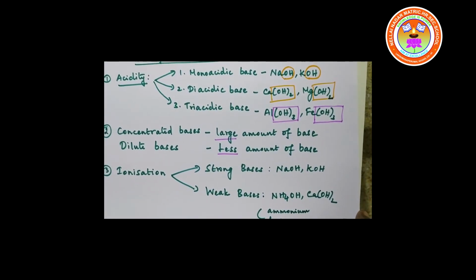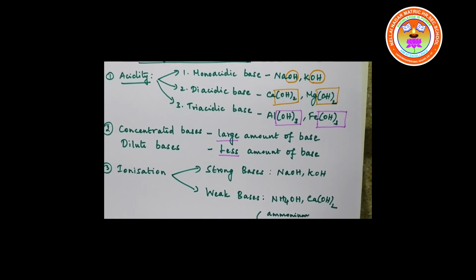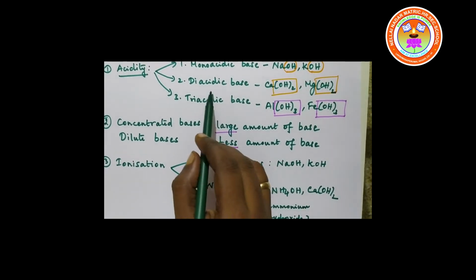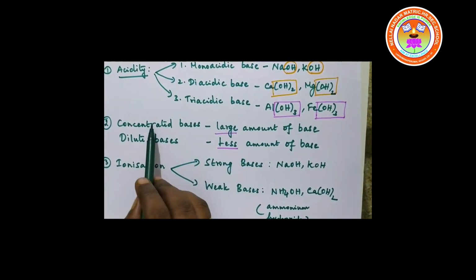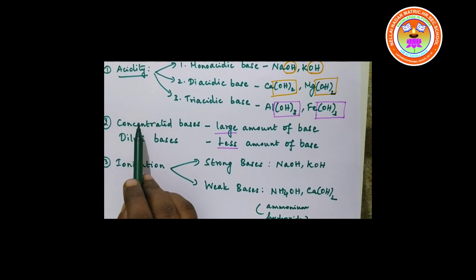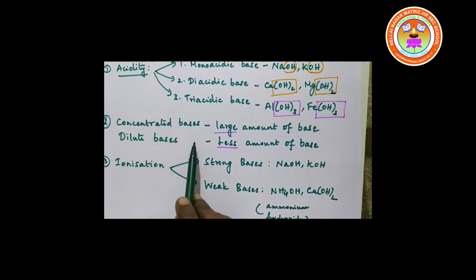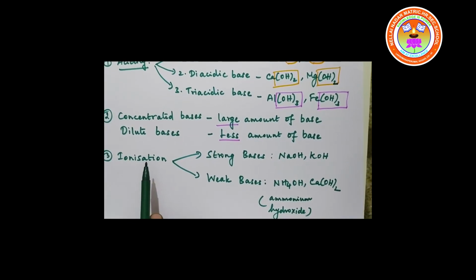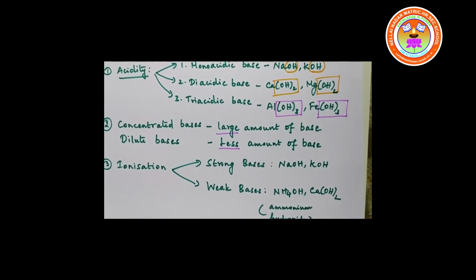So this is the classification of bases. Bases are classified on the basis of their acidity as monoacidic, diacidic and triacidic bases. On the basis of their concentration, they are classified as concentrated alkalis and dilute alkalis. On the basis of their ionization, they are classified as strong and weak bases. Okay, children?